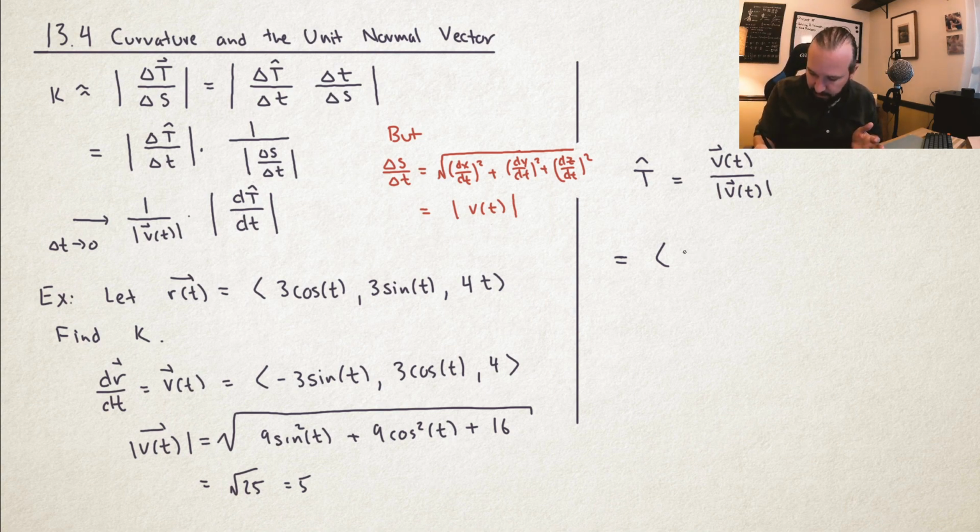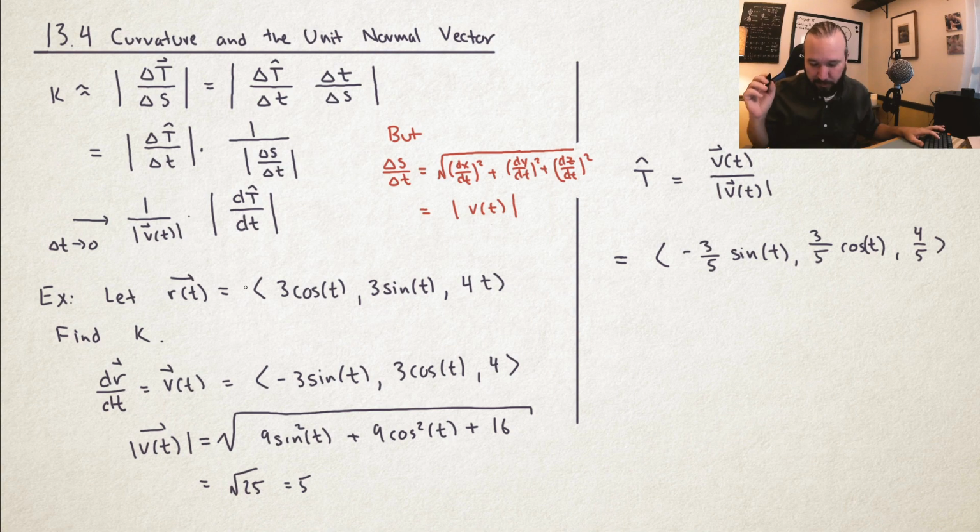So I'm going to get negative 3/5 sine t, 3/5 cosine t, 4/5. Okay, now what we need to do next is, the formula is the magnitude of the derivative of capital T. So now I'm going to need to take derivatives of this, and this is the stage that usually could get very ugly, because this 5 right there comes from this, which would usually have t's in it. Okay, I'm overselling this point. You guys get it. So let's keep going.